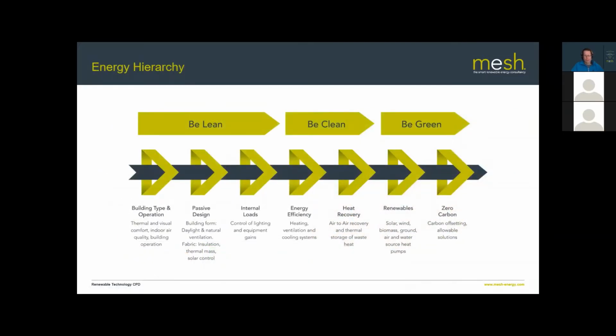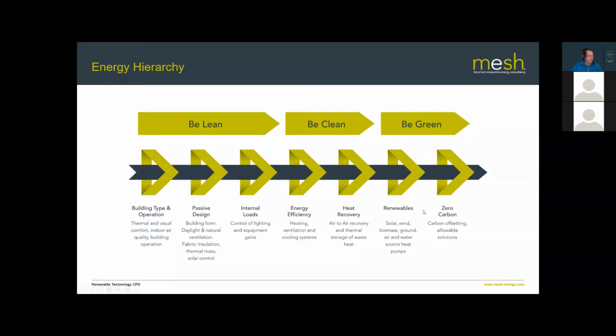So that leads us on quite neatly to this slide here, which talks about the energy hierarchy. And this really should be the starting point for any green project. So what is the energy hierarchy? What it is basically telling you is what order you should do things in to get the best result. If we start on the left-hand side here, we'll talk about building type and orientation, and then going through things like using high efficiency materials, controlling daylight and ventilation and those kinds of things.